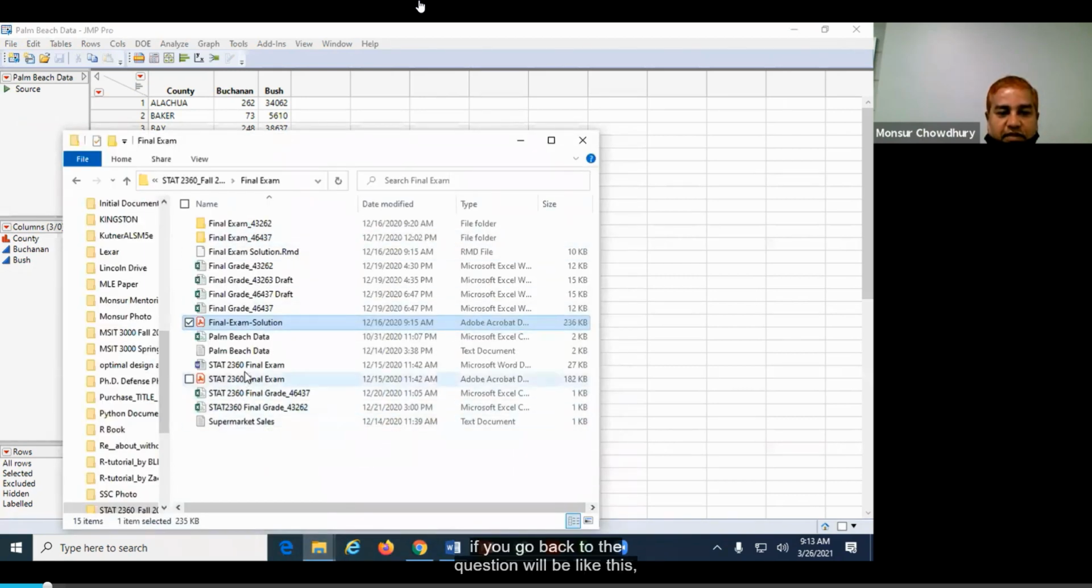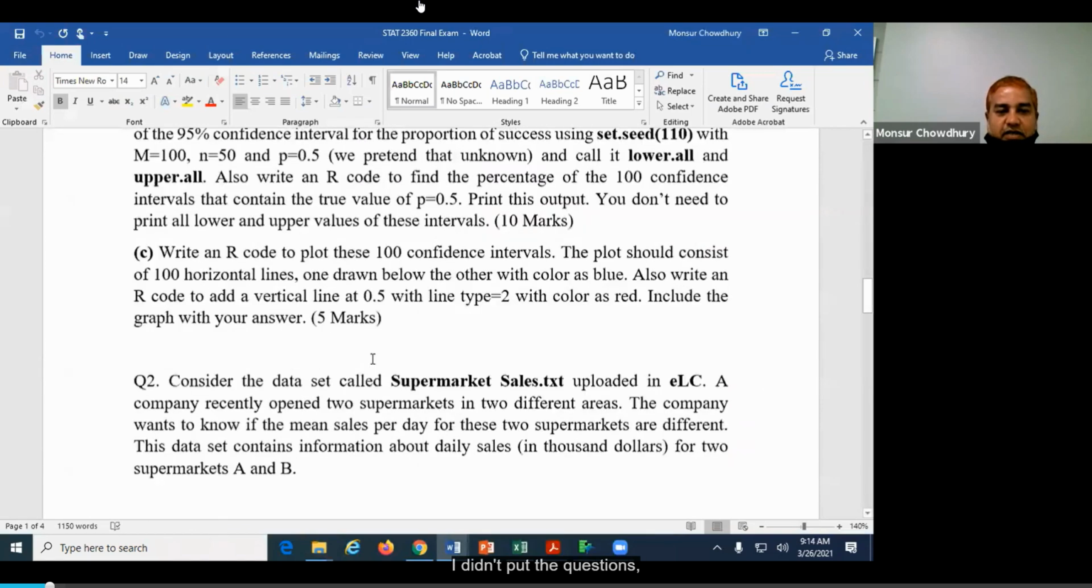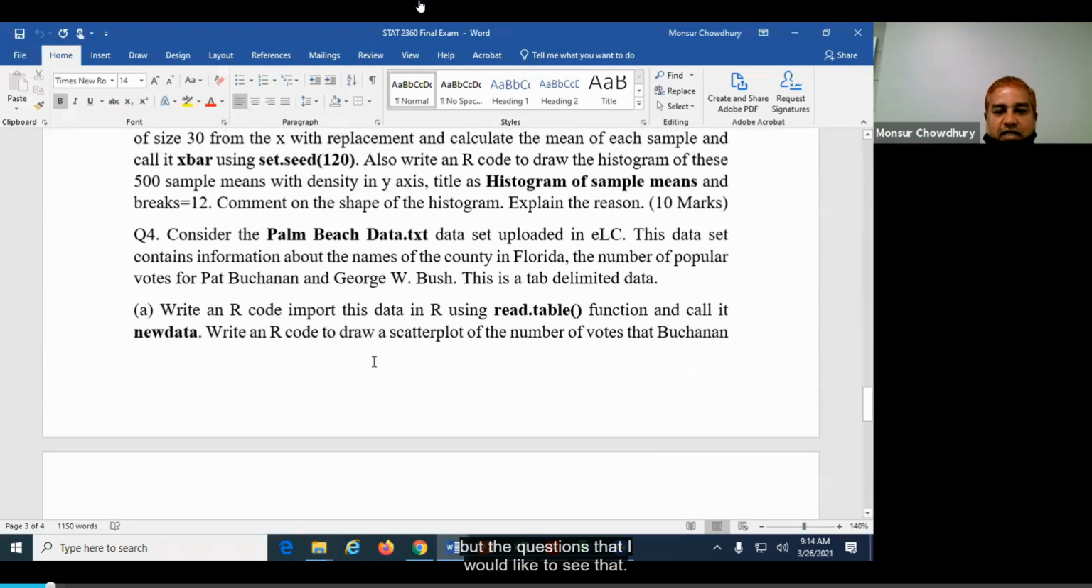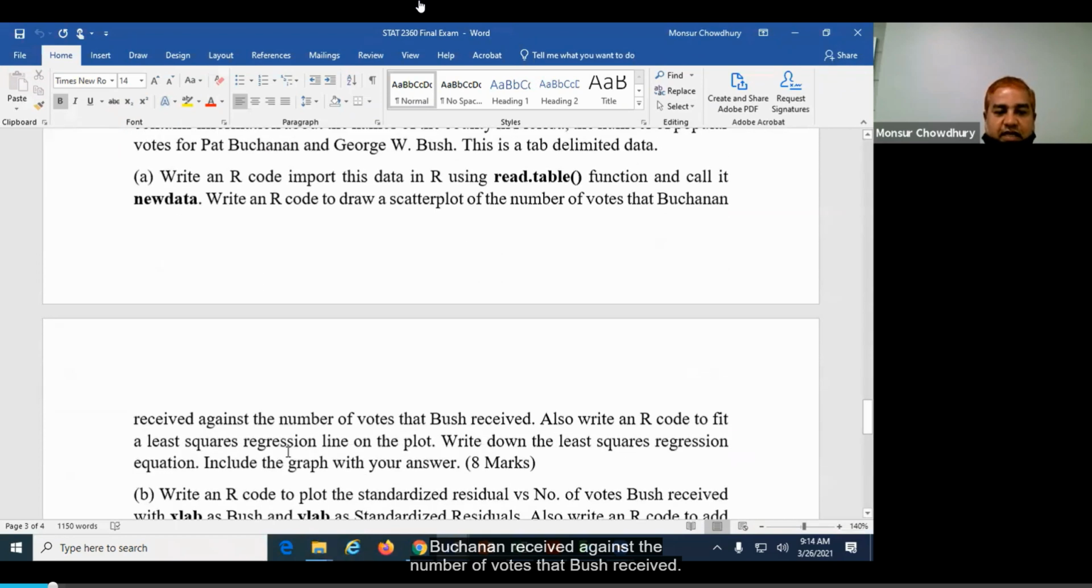If you go back to the question, it will be like this. I didn't put the questions, but the questions that I would like to see is that we draw a scatter plot of the number of votes that Buchanan received against the number of votes that Bush received, and write down the least square regression equation and include the graph. So let me do this part here.